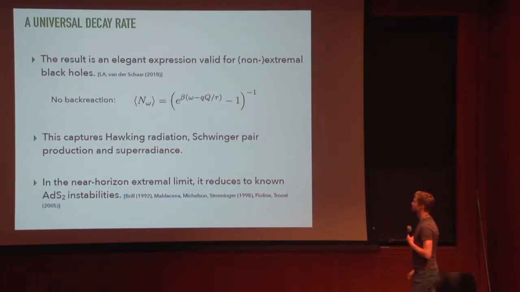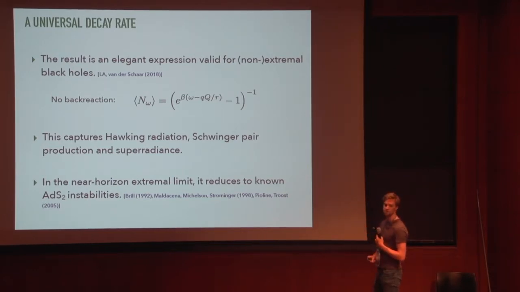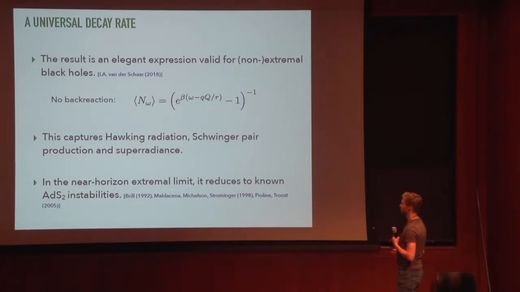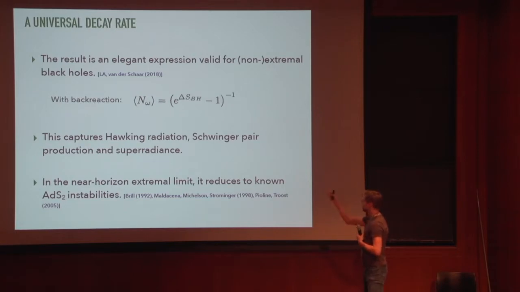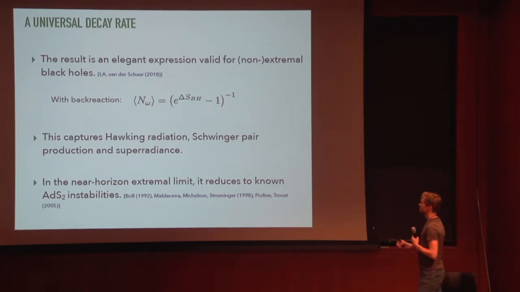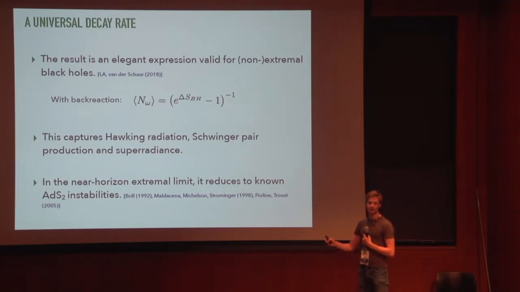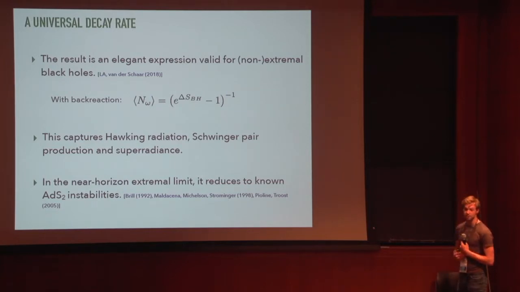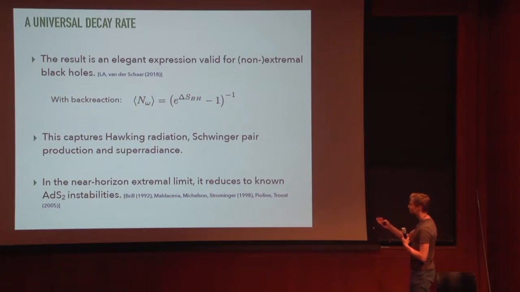If you look at the expectation value of the number operator, if we had not included back reaction, we would have found the following result. Notice this beta there, which is the inverse Hawking temperature. So we indeed would not find black hole radiance if we take the extremal limit. However, we did include back reaction, and now we find that this exponential factor is modified. It is modified in such a way that it is the difference in black hole entropy before and after emission of this charged particle. Interestingly, we can take different limits of this result in such a way that it describes both Hawking radiation, Schwinger pair production, and also an instability known as superradiance.